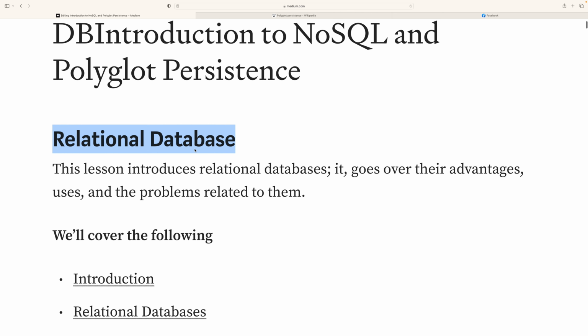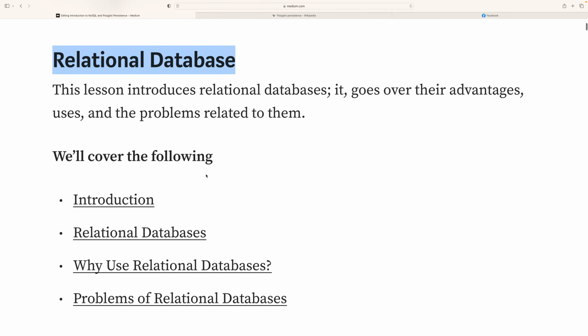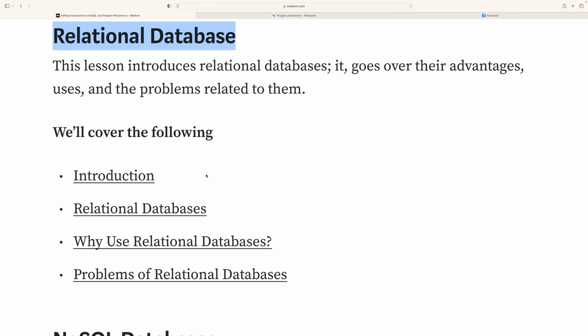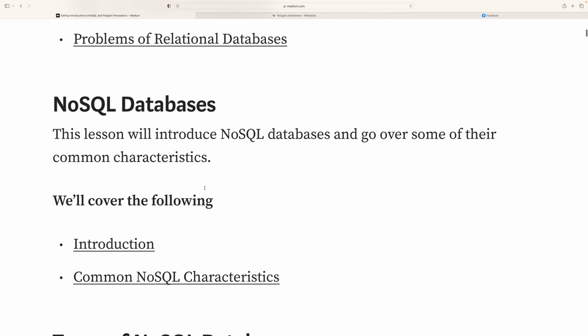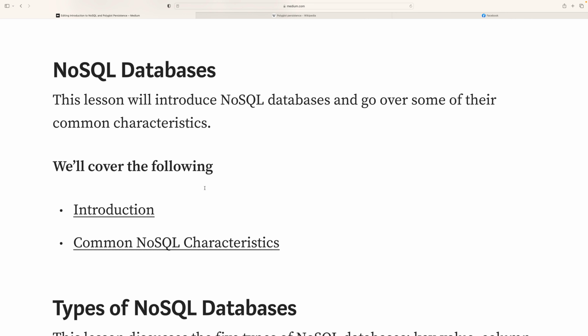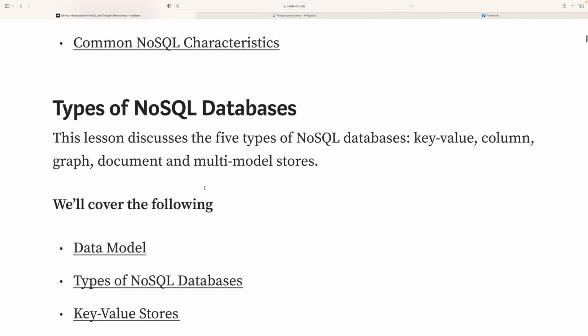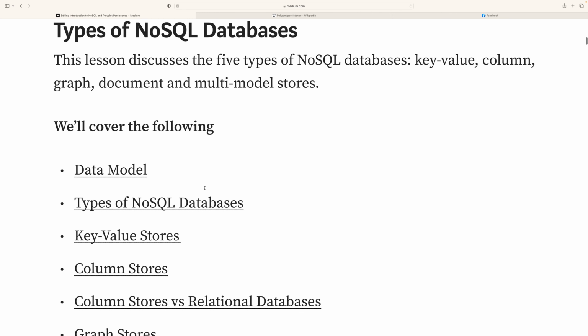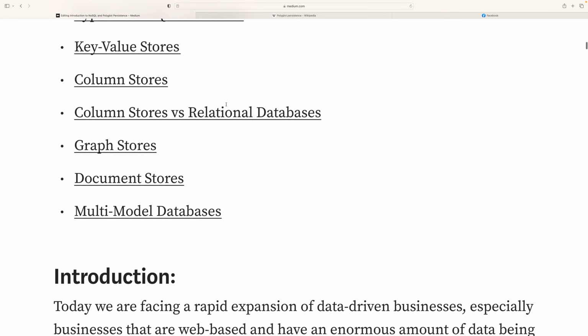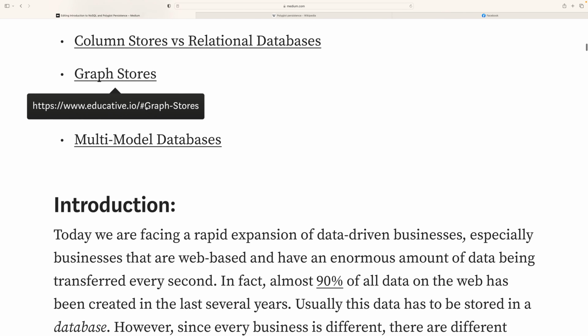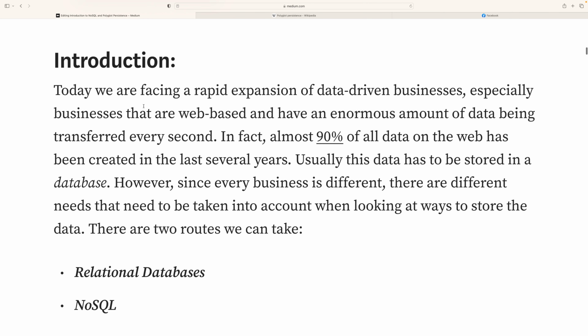First is what relational databases are and why we use them, and next is the problem with relational databases. Next, we are going to talk about NoSQL databases and cover the common characteristics of NoSQL databases. The third part covers the types of NoSQL databases: data models, key-value storage, column storage, graph, and document. So let's talk about the first part.